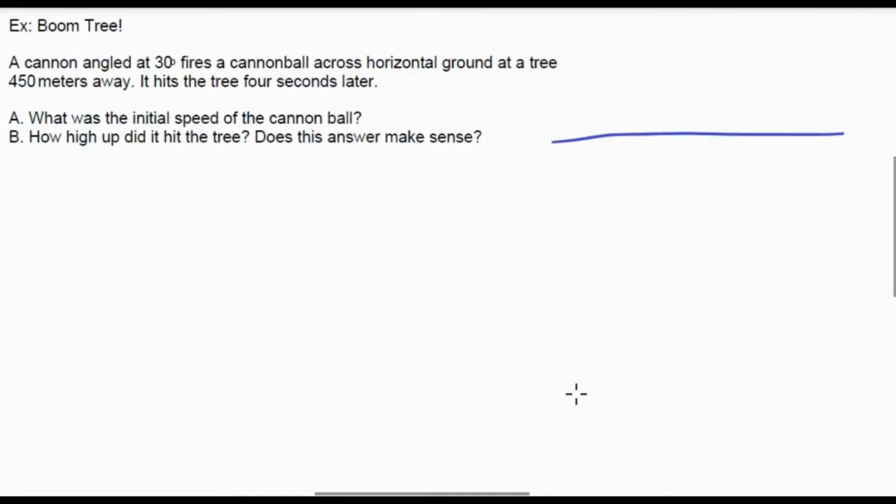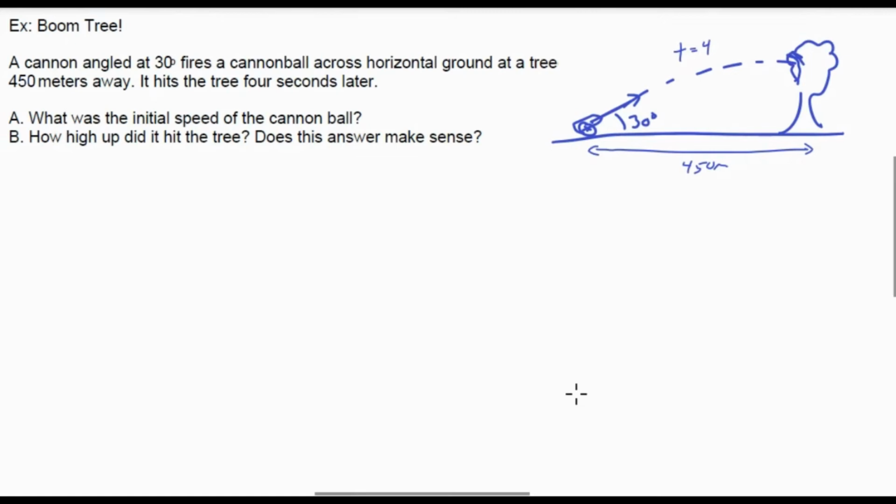In this next problem, a cannon fires a ball at an angle, but it hits a tree 4 seconds later. We want to know its initial speed, we want to know how high up it hit, and we want to know if that answer makes sense. We can't separate the initial speed into x and y components because we don't know the initial speed.